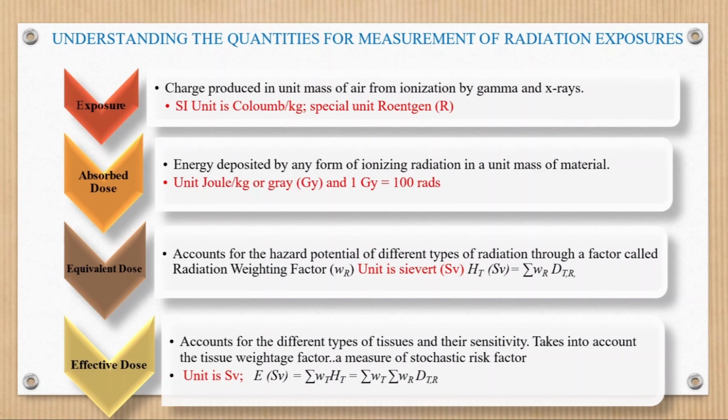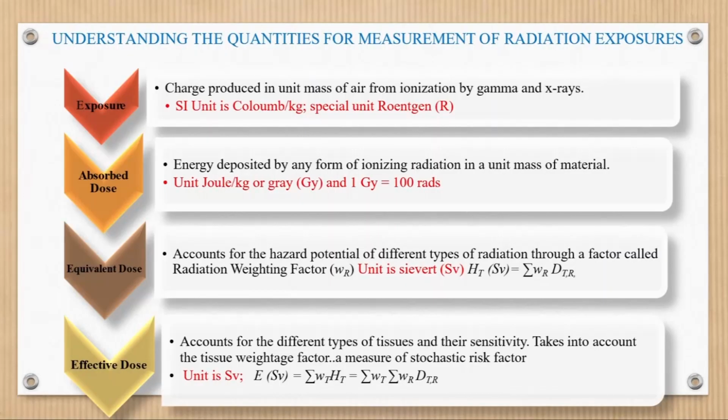Another term is the absorbed dose. It is the energy deposited by any form of ionizing radiation in a unit mass of material. So this is defined for a medium. Exposure is defined for an air medium, whereas here it is defined for any medium or any material. Any amount of energy deposited per unit mass by the ionizing radiation is called absorbed dose, and the unit is joule per kg. 1 joule per kg is equal to 1 gray, and 1 gray is equal to 100 rad. This is the unit conversion you must know.